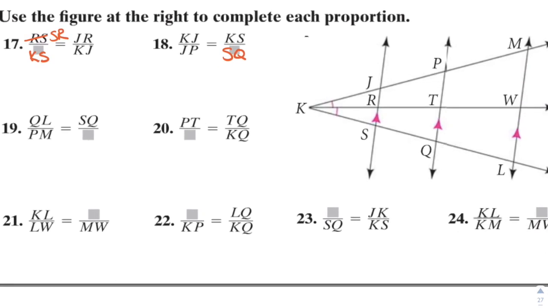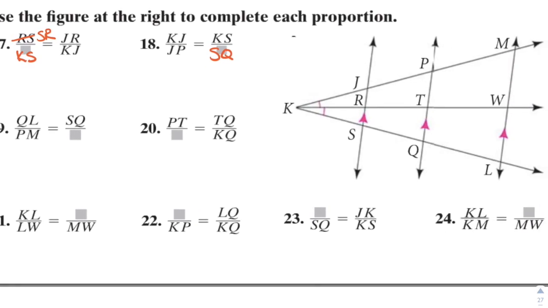So we have QL. Let's take a look. We have this part, QL, and PM, that part, as we have SQ. So what does that match? JP. It's the only thing that matches up proportionally with the parts that were picked.